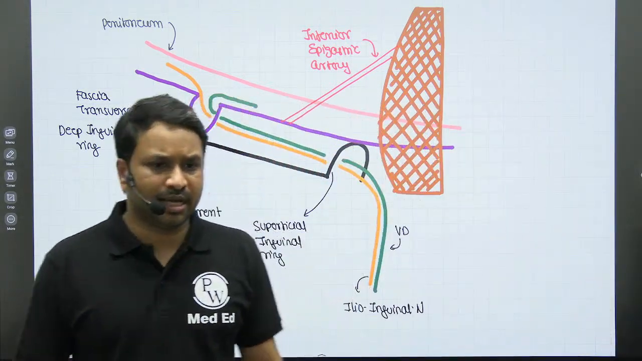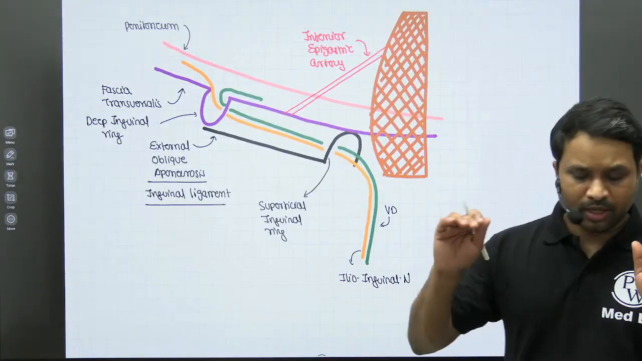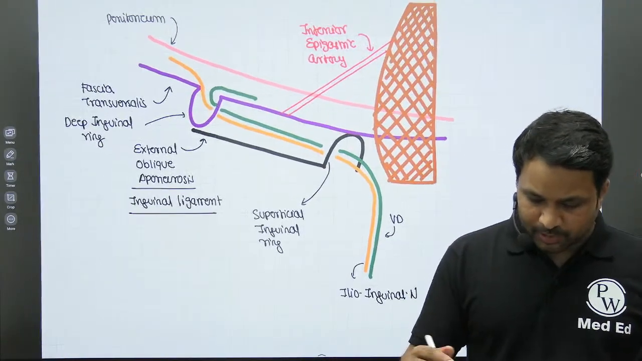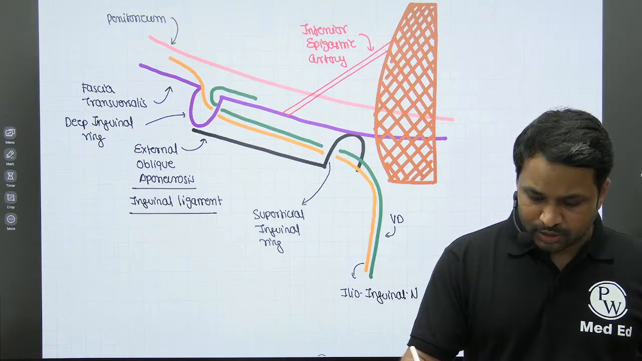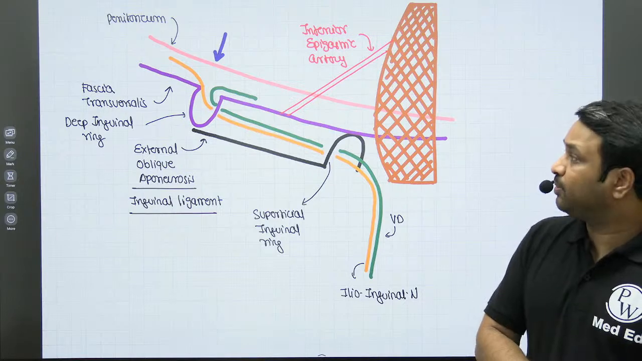ठीक है? Now there are two types of inguinal hernias. One is your direct, another one is indirect inguinal hernia. तो जो concept that occurs is, आपका जो indirect inguinal hernia है, that is going to arise from your deep inguinal ring.